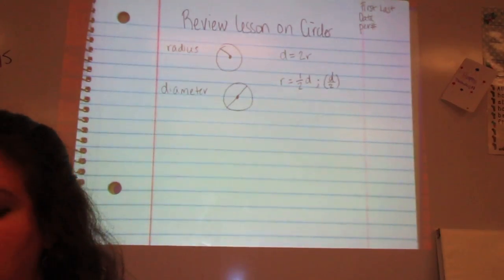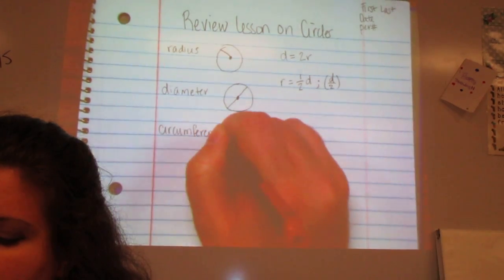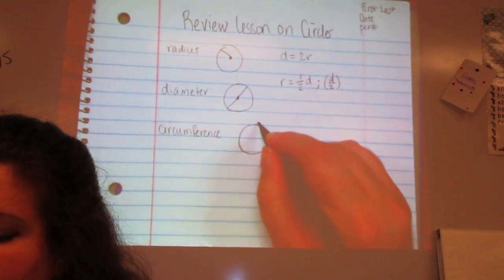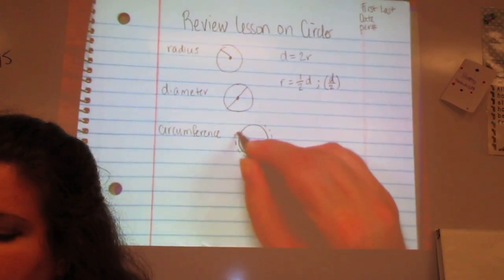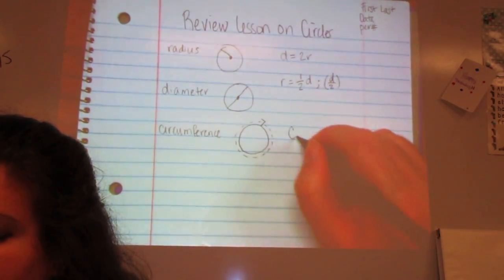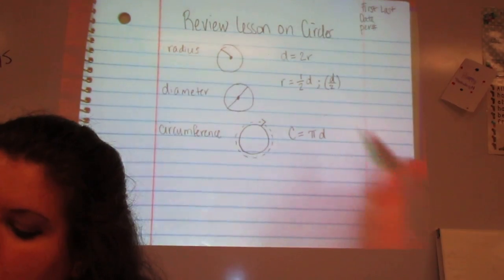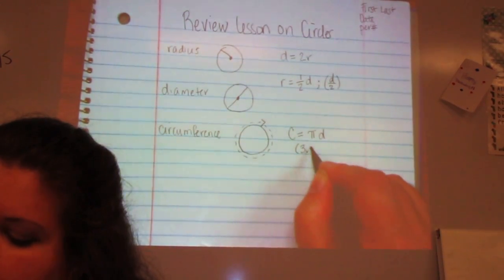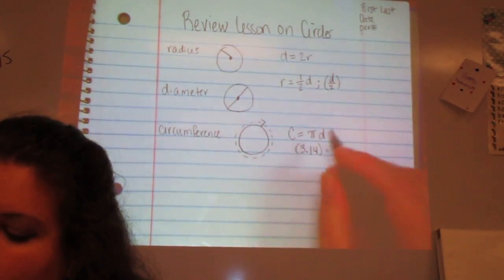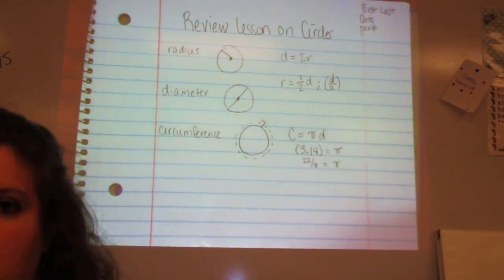Then we have our circumference. And this is the perimeter of the circle. It is the measure around a circle. And the formula is circumference equals pi times diameter. And usually we will use 3.14 for pi, or 22/7 for pi, depending on the problem you're working.